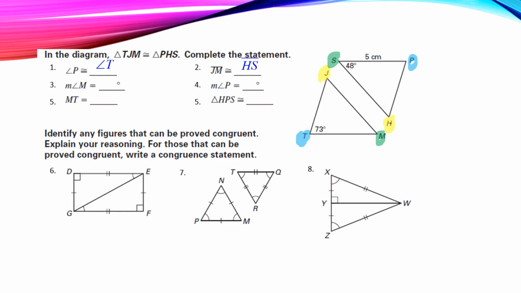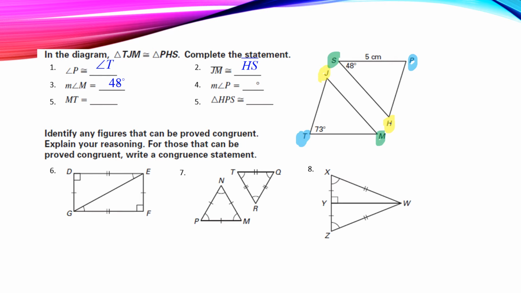The measure of angle M is equal to what? We know that the measure of angle M and S are exactly the same. So that means that if the measure of angle M and S are the same, the measure of angle M is 48 degrees because S is 48 degrees.